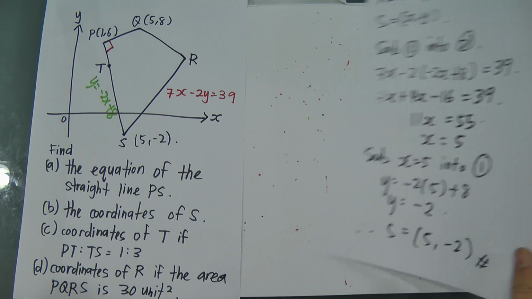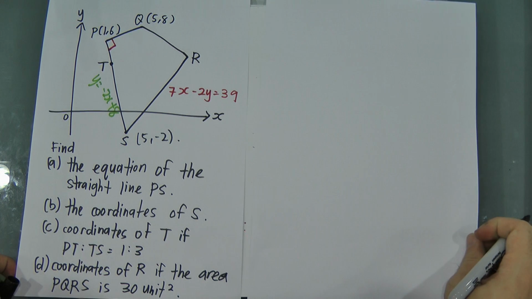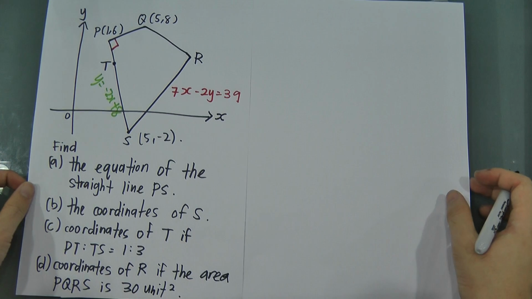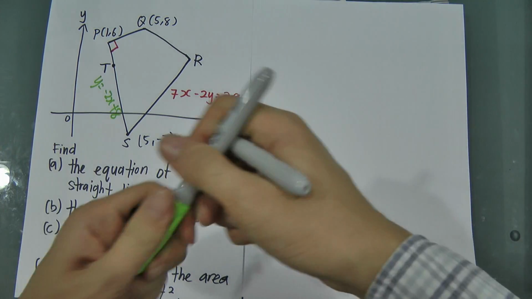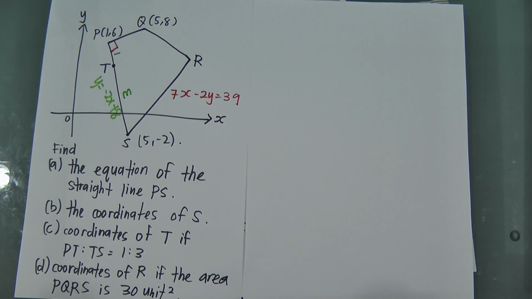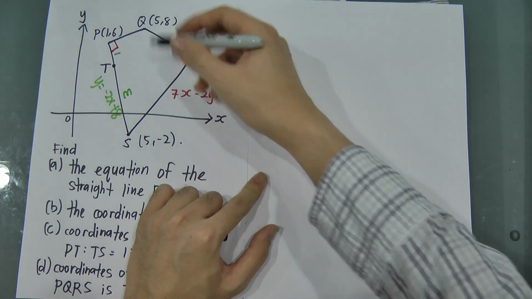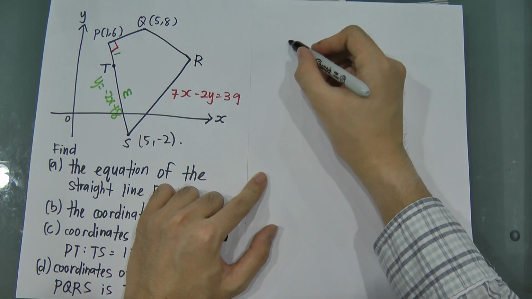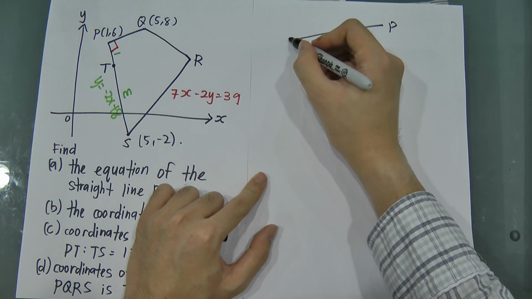What is part C over here? Coordinates of T, with the ratio. The ratio again links to the formula I mentioned just now: 1 to 3. So I'm going to write over here, this is 1, this is 3. It's given over here. So I'm going to draw this line again just to make sure you understand. Because it's going to take some space, I'm going to twist it like that, but it's the same thing. Alright, P, T, and S.